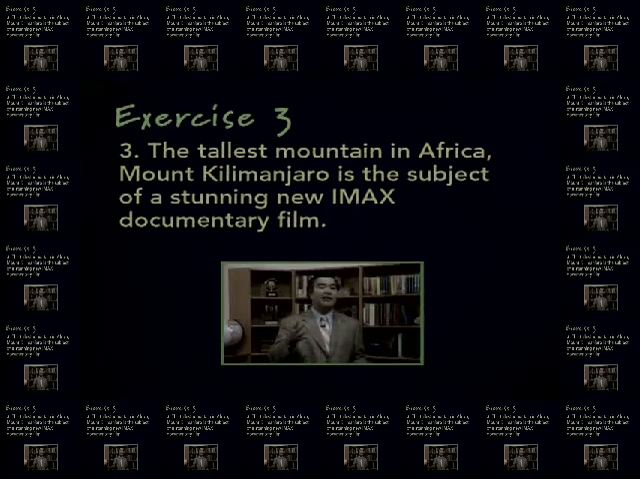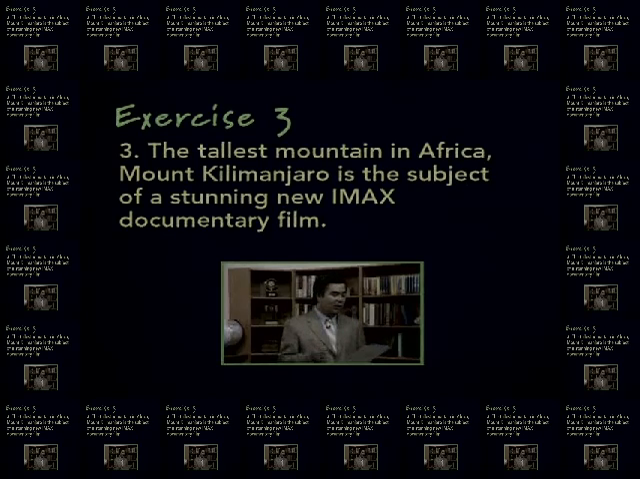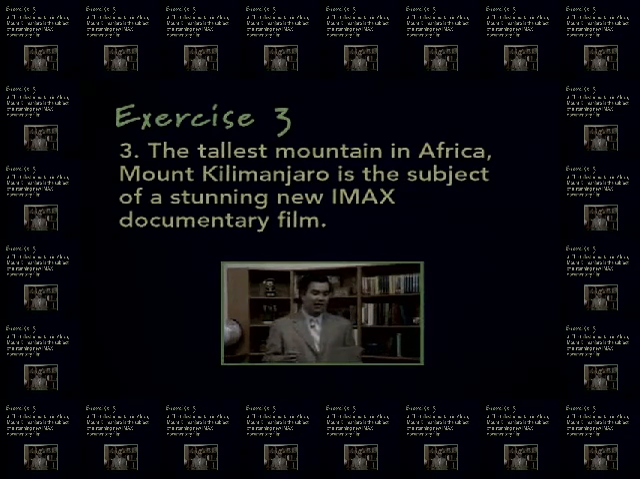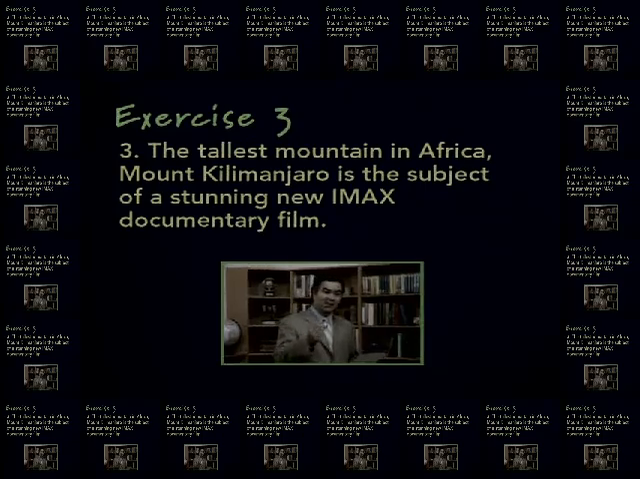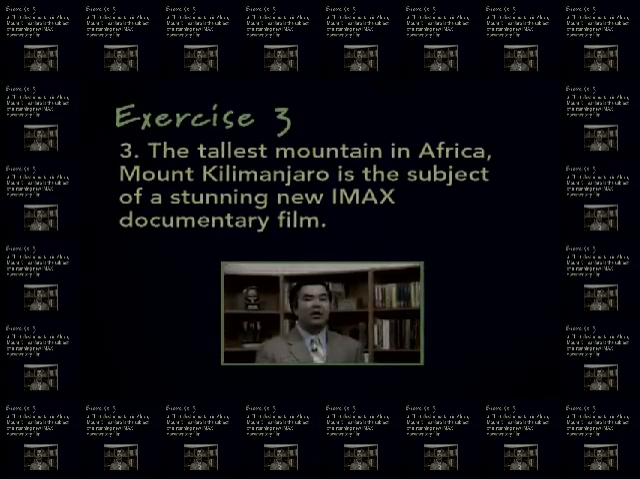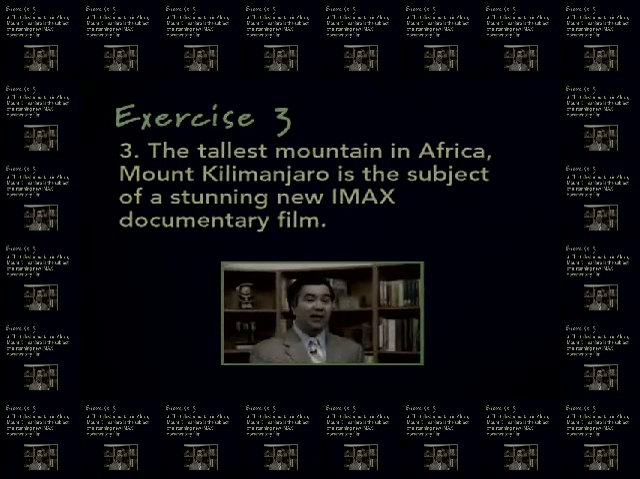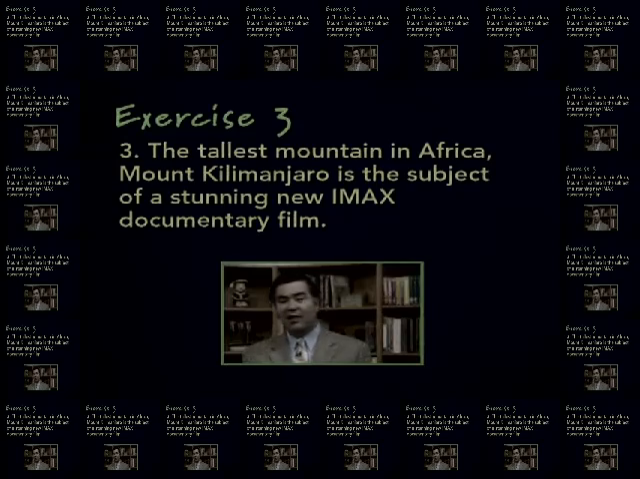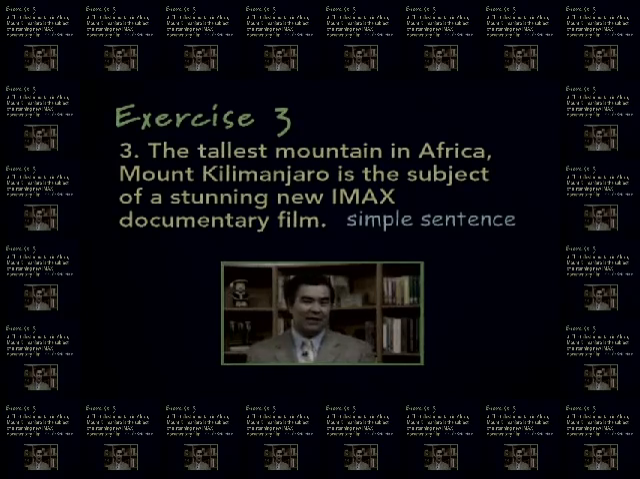It's a modifying phrase, again, a term that's not important for this conversation, but it's simply giving more information about what appears in the real clause, which is about to begin. Mount Kilimanjaro is the subject of a stunning new IMAX documentary film. Here is where the verb appears. Is the verb, and the simple subject is Mount Kilimanjaro. So in this case, this sentence consists of simply one independent clause, which is able to stand alone as a sentence. So this is a simple sentence.